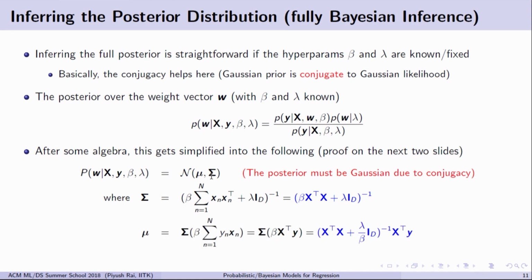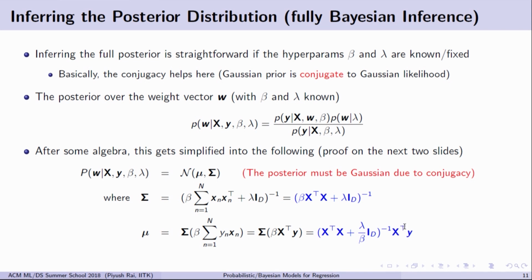Okay? So sigma will be this quantity in blue, mu will be this quantity. So the posterior distribution over W that we will learn for this model will be a Gaussian with mean mu and covariance matrix sigma, where sigma is given by (beta times X transpose X plus lambda I) inverse. And mu is (X transpose X plus lambda by beta times I) inverse times X transpose y. How we are getting this expression, I'll show you shortly.